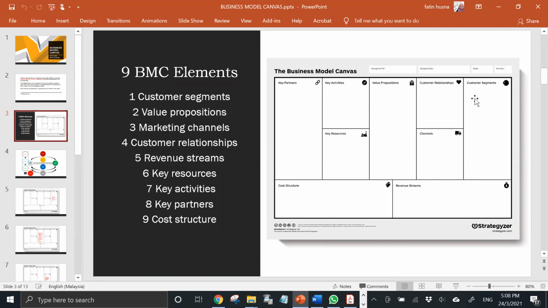If the customer segments is here, it's here. And on the right side is on the right side. You cannot put it on the left side. The same like revenue stream is actually at the bottom, together with the cost structure. So you cannot change. It must be like this, but you can design, for example, decorate it to look more interesting.